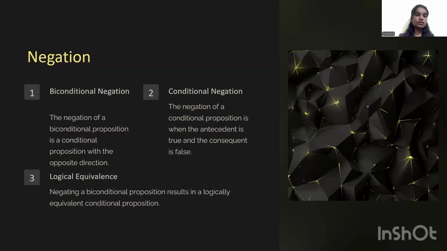So, what is negation? Biconditional negation, conditional negation, and logical equivalence are the three types of negations. Biconditional negation: the negation of a biconditional proposition is a conditional proposition with the opposite direction. Conditional negation: the negation of a conditional proposition is when the antecedent is true and the consequent is false. Logical equivalence: negating the biconditional proposition results in a logically equivalent conditional proposition.